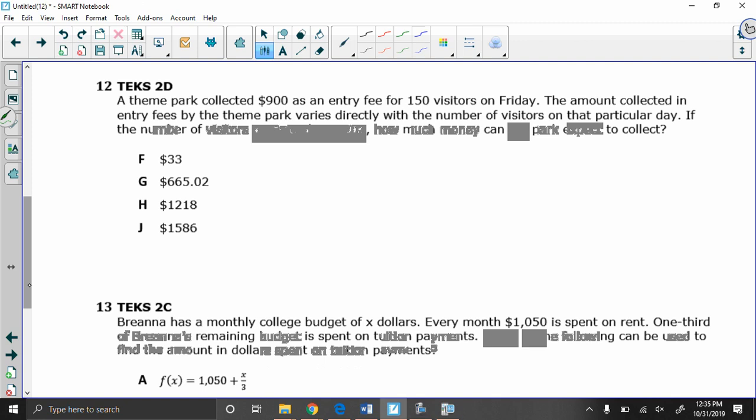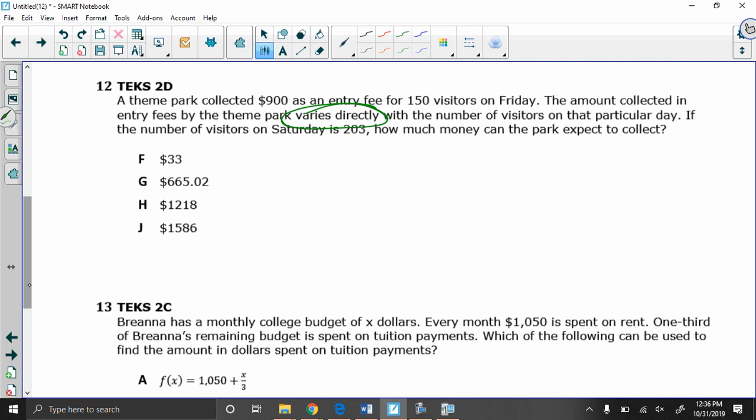Number 12, it says a theme park collected $900 as an entry fee for 150 visitors on Friday. The amount collected in entry fees by the theme park varies directly with the number of visitors on that day. If the number of visitors on Saturday is 203, how much money can the park expect to collect?